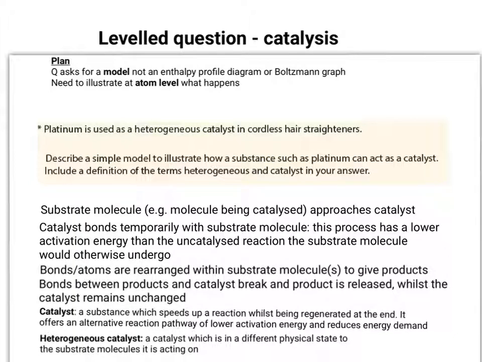A heterogeneous catalyst is a catalyst which is in a different physical state to the substrate molecules it is acting on. So for example, the substrate might be two gases and the catalyst might be a solid. An example of this would be a catalytic converter in a car, for example.